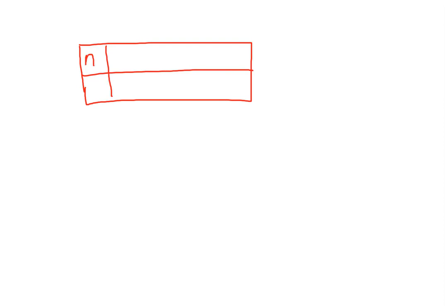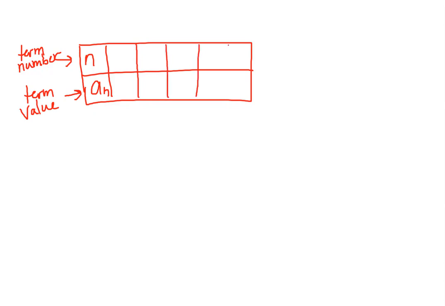We've got n, remember, which is the term number, where it falls in the sequence, like 4. A4 is the fourth term. And then we have AN, which is the term value. So what is the fourth term if N was 4? So we're going to fill this in up to 5. 1, 2, 3, 4, 5.